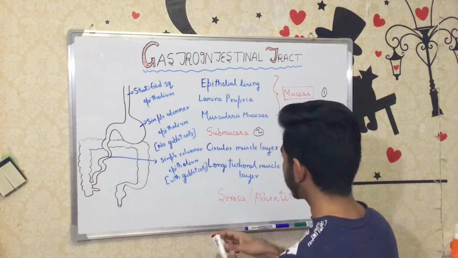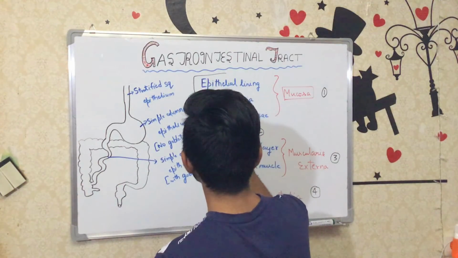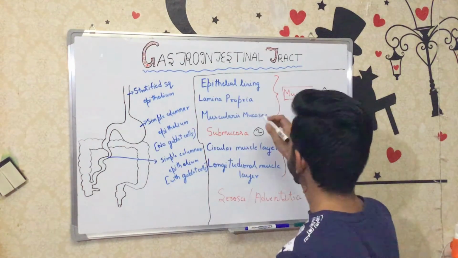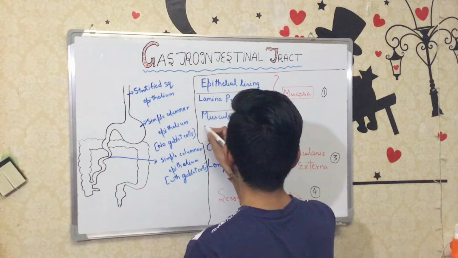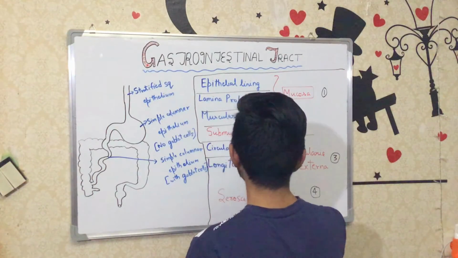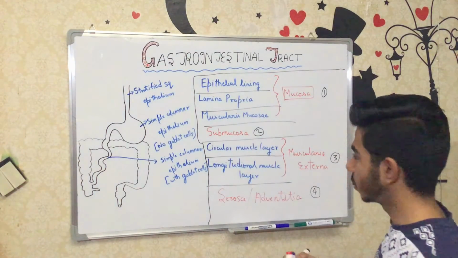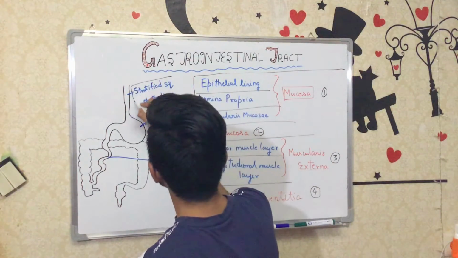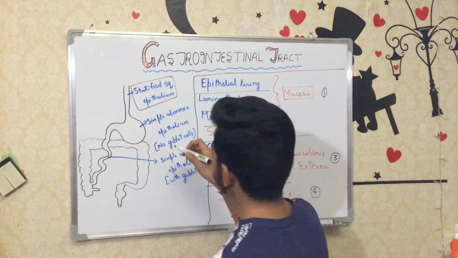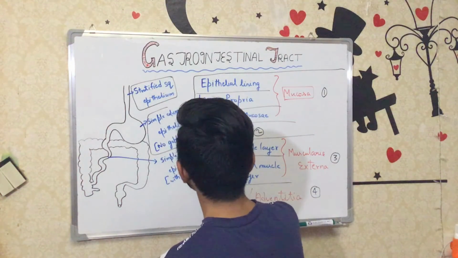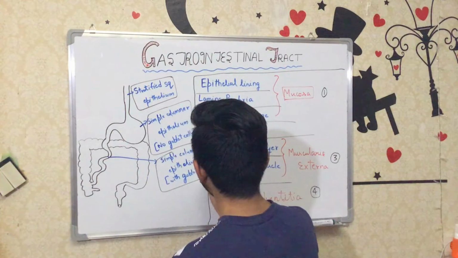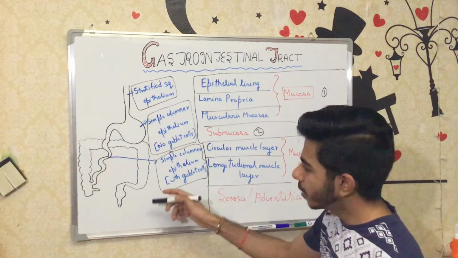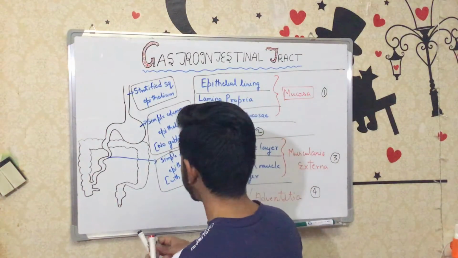This was our structure of epithelium. These are the layers from the inside to the outside. So I was talking about the epithelial lining. Here in the esophagus we have the stratified squamous epithelium. In the stomach we have the simple columnar epithelium but without goblet cells. Again in the small intestine we have the simple columnar epithelium but with goblet cells. In the large intestine also we have the simple columnar epithelium.